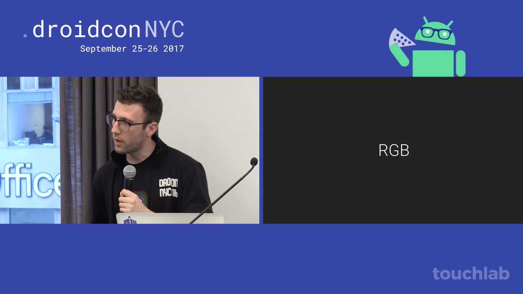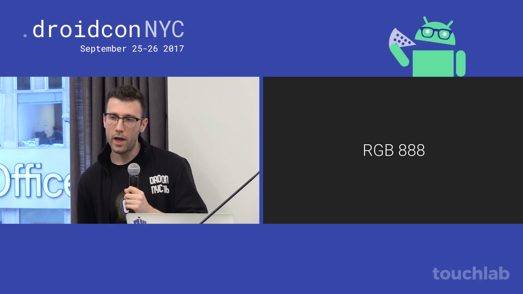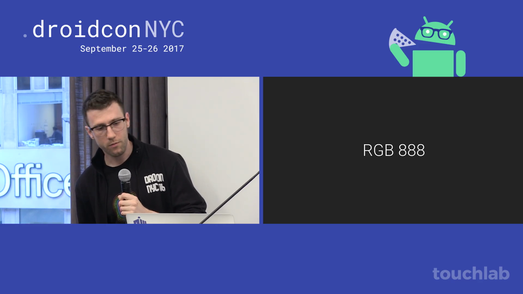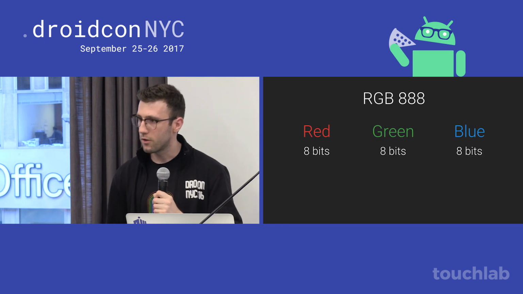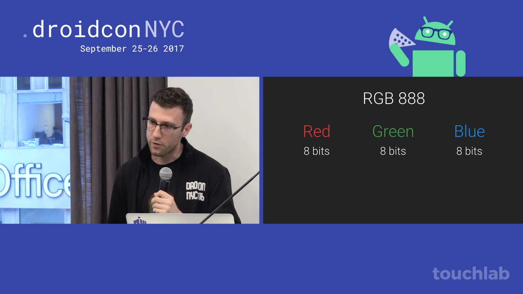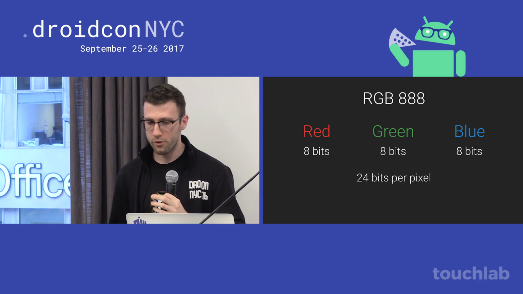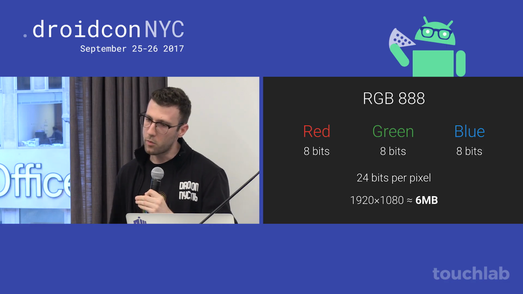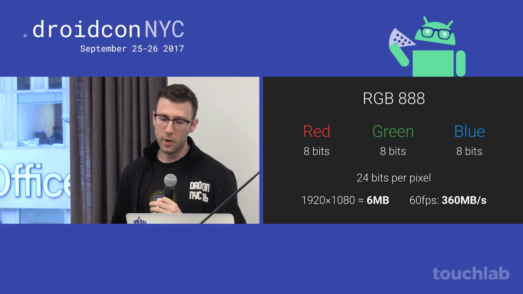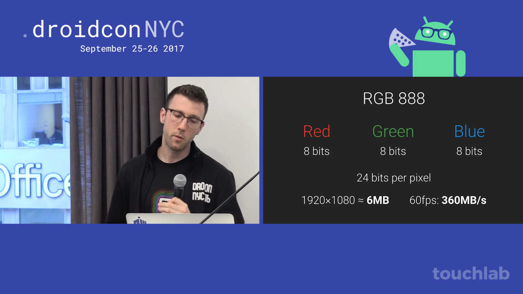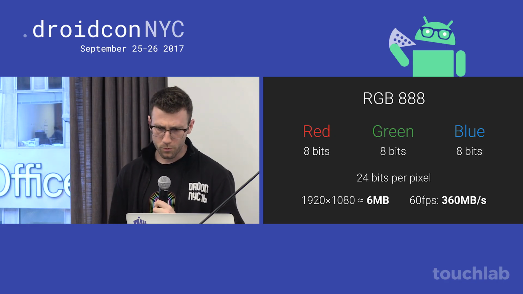With RGB, the one that we are used to is RGB 888. And what these numbers indicate is how many bits each channel gets to represent a pixel. So the red channel gets 8 bits, the green channel gets 8, and blue gets 8. So this is where the numbers 0 to 255 come from. So a pixel will be stored in 24 bits, and a 1920 by 1080 image will take up about 6 megabytes. And if you're trying to render a camera preview at 60 frames per second, you're sending 360 megabytes per second to render an RGB 888 image.